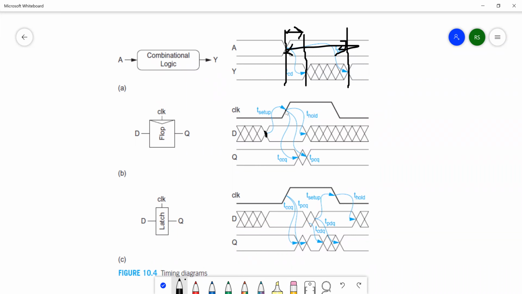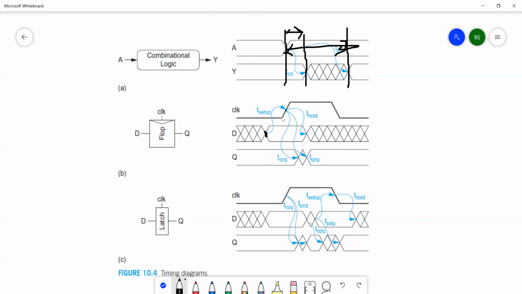After the arrival of the clock signal, D is sampled. Output Q doesn't change for some time. That amount of time from the 50% clock to the 50% output changing for the first time is called the clock to Q contamination delay. TC is for contamination delay.